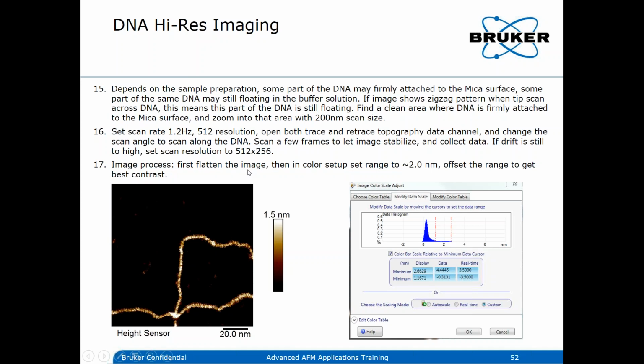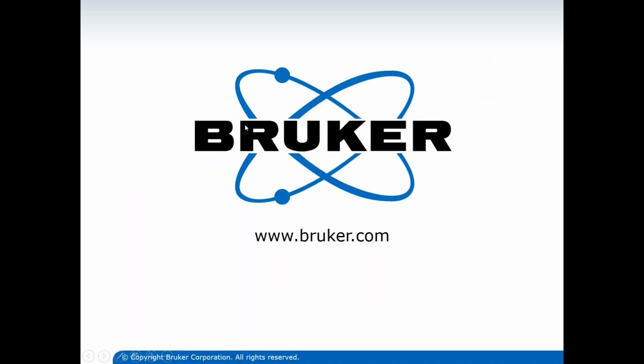Finally, when you have your image, you would flatten the image and then change that to get the best contrast here. Again, this is for people who are going to measure DNA or similar features in the fluid cells. That's it from my side. Now I'm open for questions.